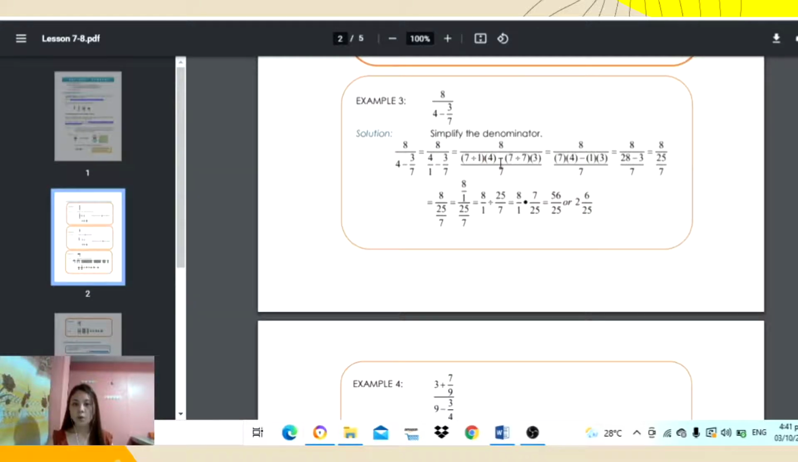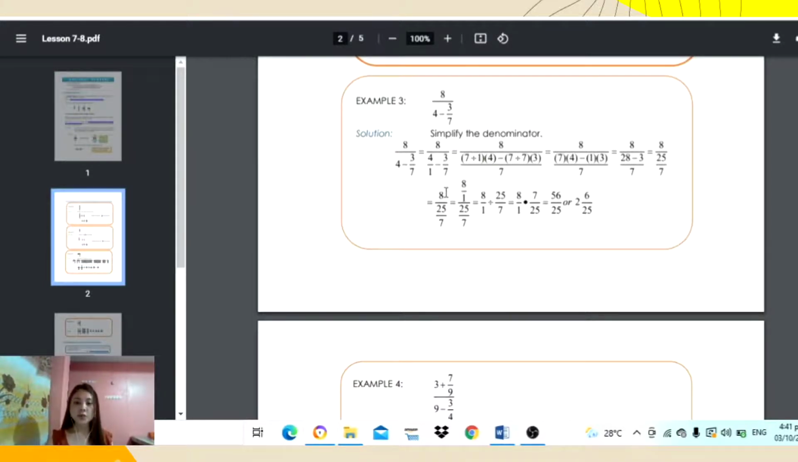Now this one is just equal to 8 all over 7 divided by 1, that's just equal to 7, times 4, minus 7 divided by 7, that's just equal to 1, times 3, all over 7. That's again equal to 8 over 7 times 4, we have 28, minus 1 times 3, we have 3, over 7. So now we have this complex fraction, which is 8 over 25 over 7.